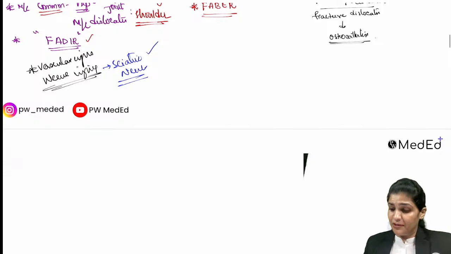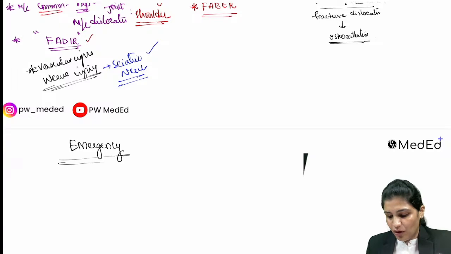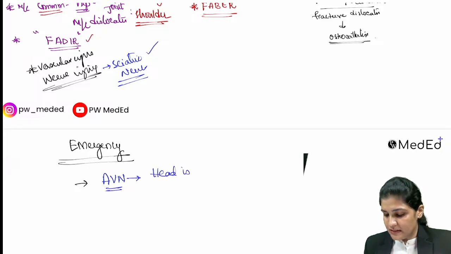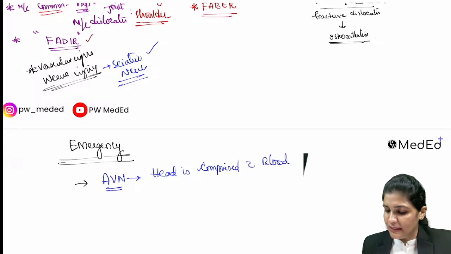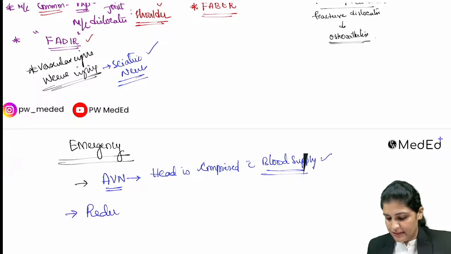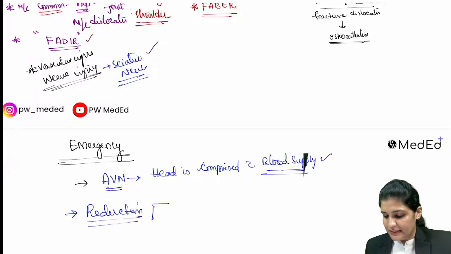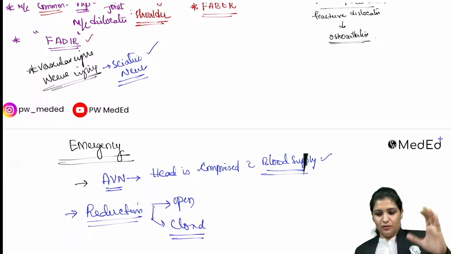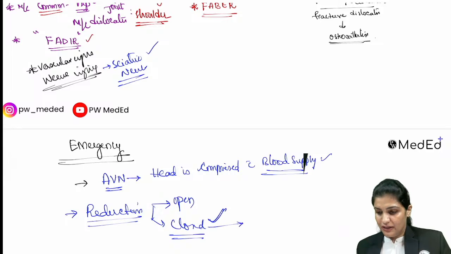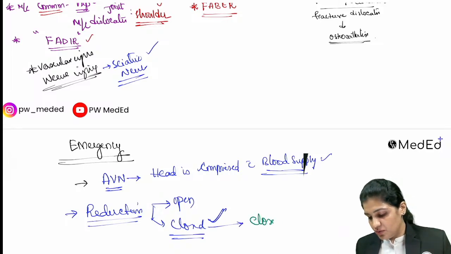And what is the immediate treatment of this? Dislocations are always an emergency, and if not reduced, they will result in a condition called avascular necrosis, because the head is compromised with the blood supply. So you have to reduce it immediately. Reduction is the main thing which you have to do, and it can be open or closed. But when it is a simple dislocation not associated with a fracture, you can always go with a closed reduction. So always try for a closed reduction.